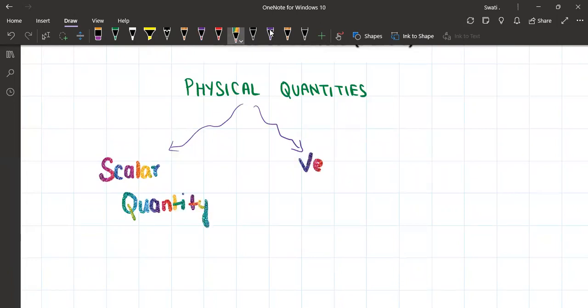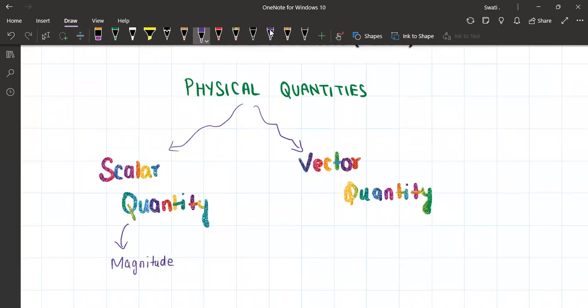So today we are of course going to talk about vector quantities. I'll just tell you in short what is the meaning of scalar quantity. Scalar quantities are those quantities which have only magnitude, no direction. It has no direction.